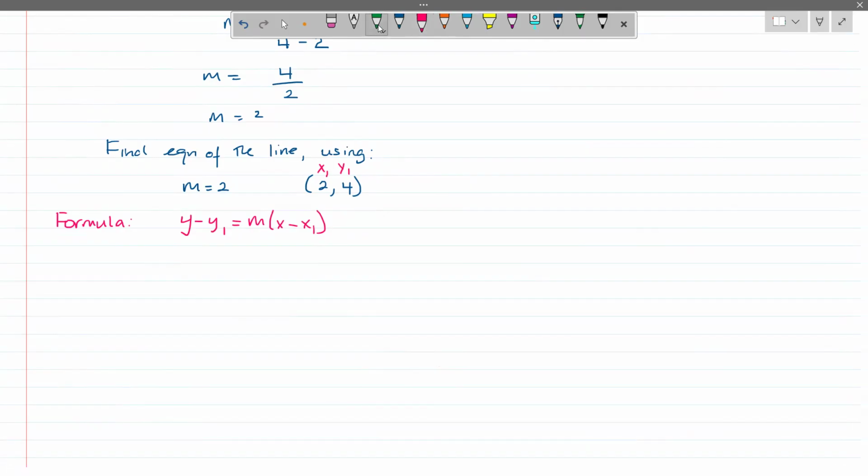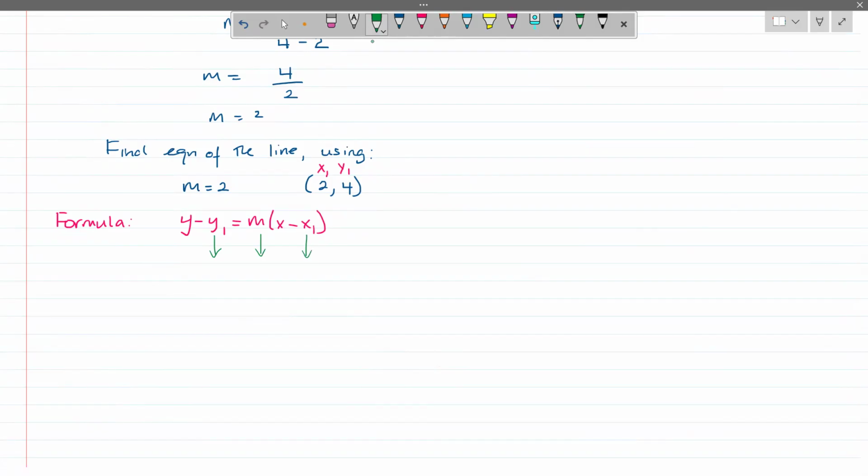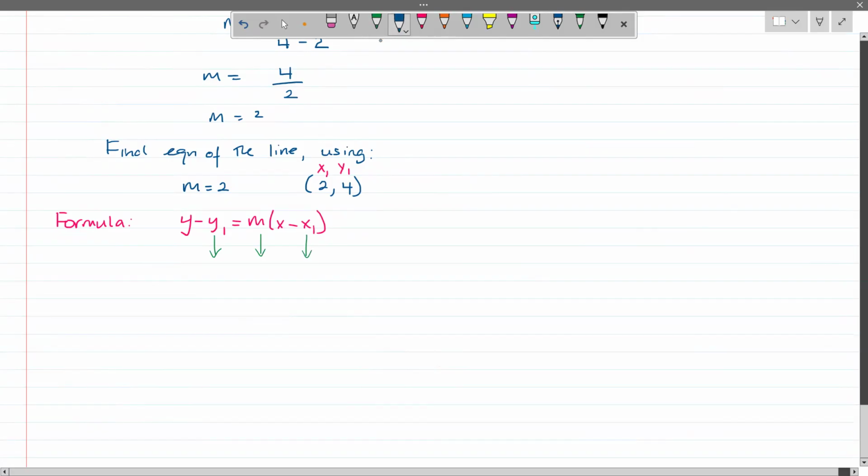So remember, the arrows help. Drop the arrows. Write in your values. y1 is going to be 4. m is going to be 2. x1 is going to be 2. And then we'll put back everything else. Expand the bracket. 2 by x is equal to 2x. 2 by minus 2 is equal to minus 4.